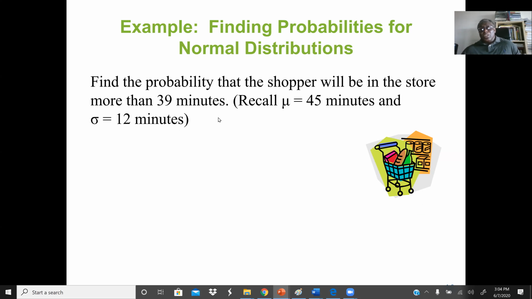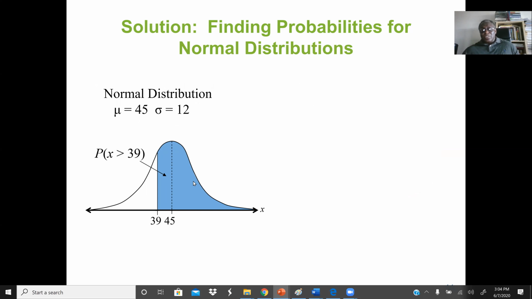Now next, we are doing greater than. So we follow the same steps again. We have the mean given to us, and what is the probability that the shopper will be in the store more than 39 minutes. The mean is 45 minutes, the standard deviation is 12. So the same thing, we should be able to find the z. This is how our shaded area will look. So we say greater than 39, so from 39 to the right.